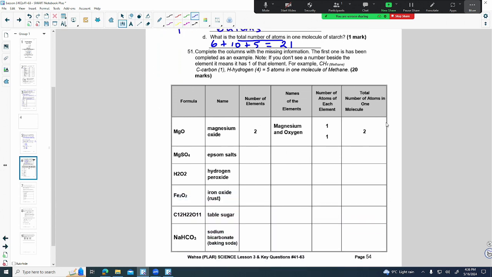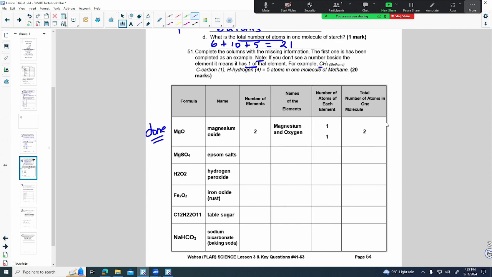Okay, next one is the chart. So key question 51. You will complete the columns with the missing information. Notice that the first one is done for you. I wrote a note there. If you don't see a number beside the element, it means it has one of that element. And I gave an example there.